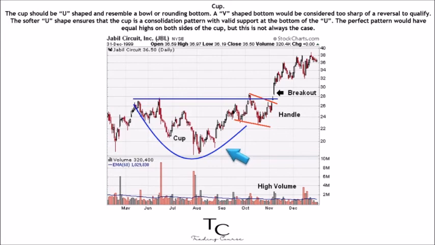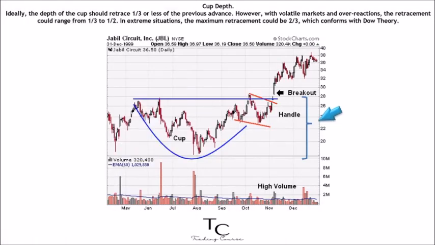Cup. The cup should be U-shaped and resemble a bowl or rounding bottom. A V-shaped bottom would be considered too sharp of a reversal to qualify. The softer U shape ensures that the cup is a consolidation pattern with valid support at the bottom of the U. The perfect pattern would have equal highs on both sides of the cup, but this is not always the case.